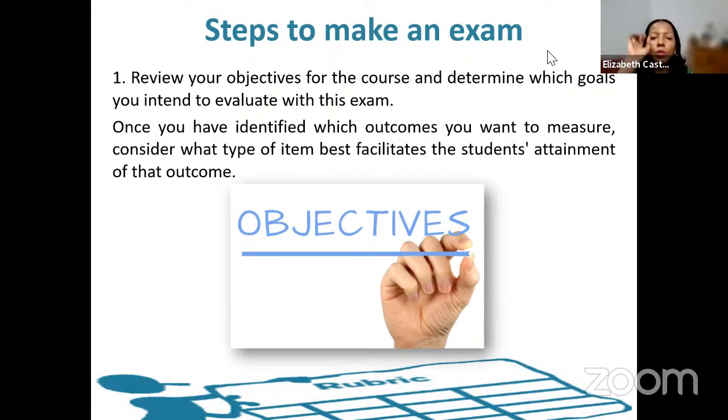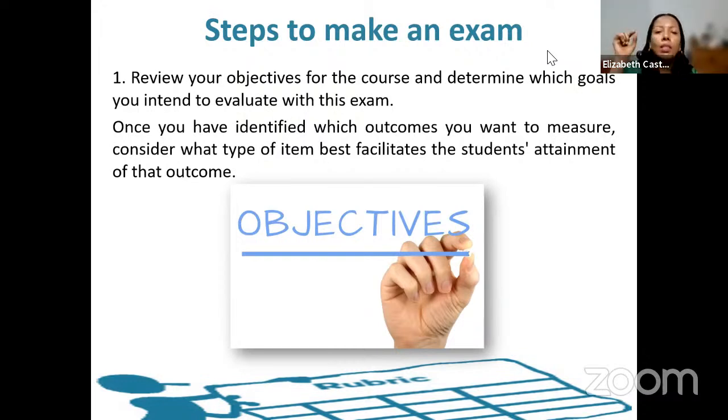So we need to look for the objectives, have them in front of us, then think about these objectives that we have for this course, and then how to connect them to the evaluation that we're going to make. So the exam that we're going to create needs to be connected with the objectives. We need to evaluate the things that we want to achieve at the end. Once you have identified which outcomes or what are the results that you want to get from your students, you are ready to measure. So you need to consider what type of items.